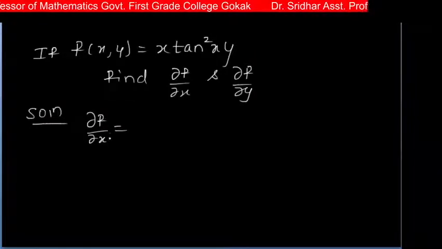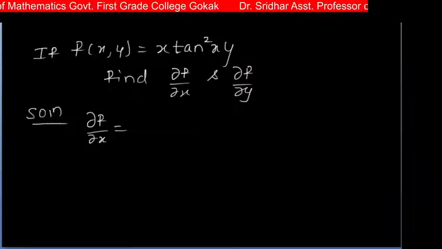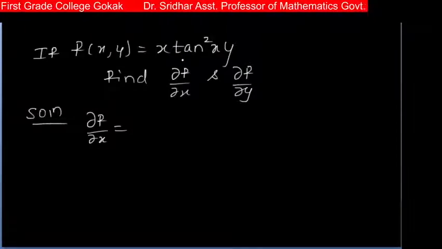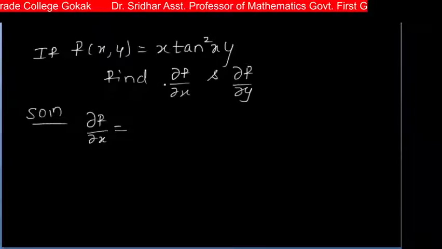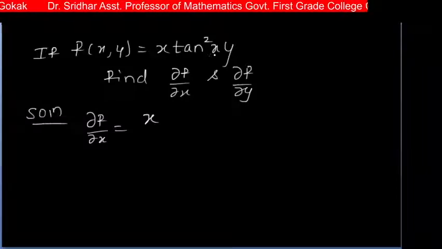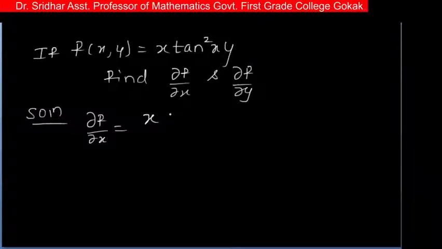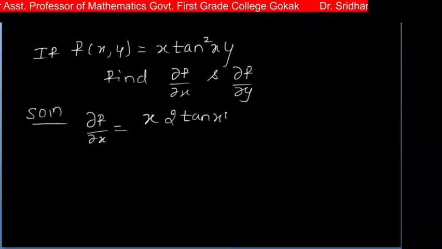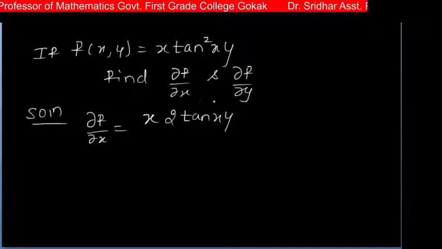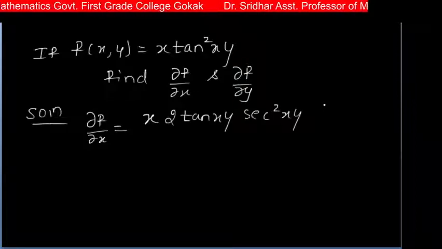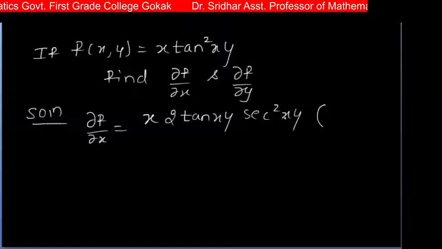So we are differentiating with respect to x, with y as constant, right? Since x appears in both the terms, we apply the product rule. While applying the product rule, remember that y is constant. First function as it is, into the differentiation of the second function, that is tan square xy. The differentiation of tan square xy is 2 tan xy, into again the differentiation of tan xy, which is sec square xy, and again into the differentiation of xy, applying the chain rule.